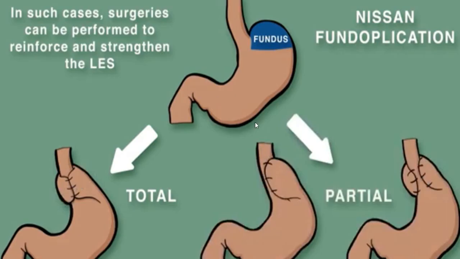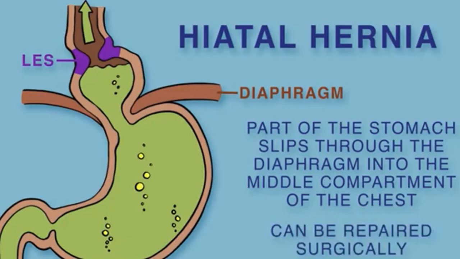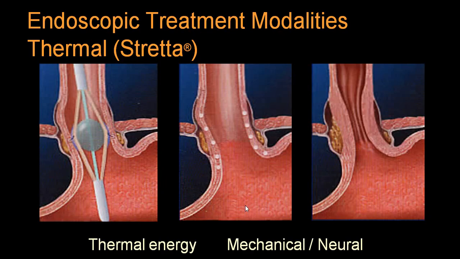There is also one variety we call partial plication, and this is total plication. So there are two types of surgery depending upon the indications. Hiatus hernia, where a part of the stomach slips through the diaphragm, may be one of the factors which will be responsible.